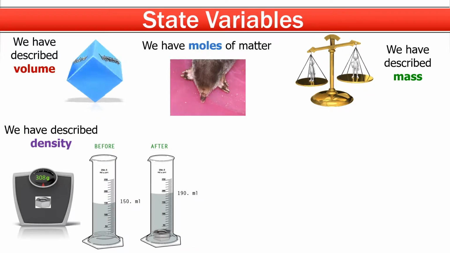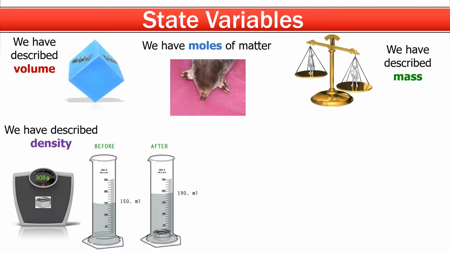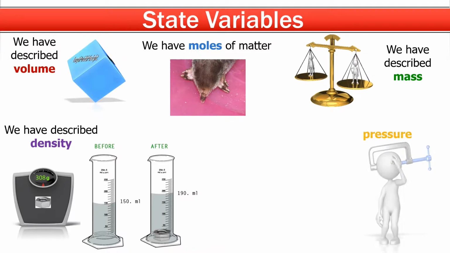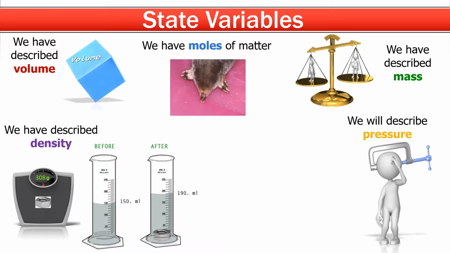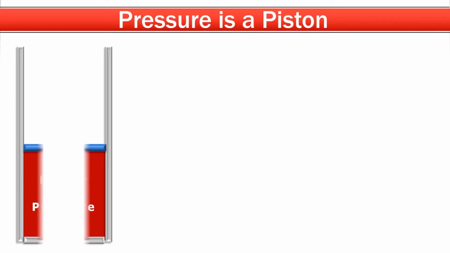In this lecture, we will add one more critical measurement to this list: pressure, something we all experience. Pressure is a critical measurement in chemistry. There are two ways that we can look at pressure. The first one is pictured in the slide.